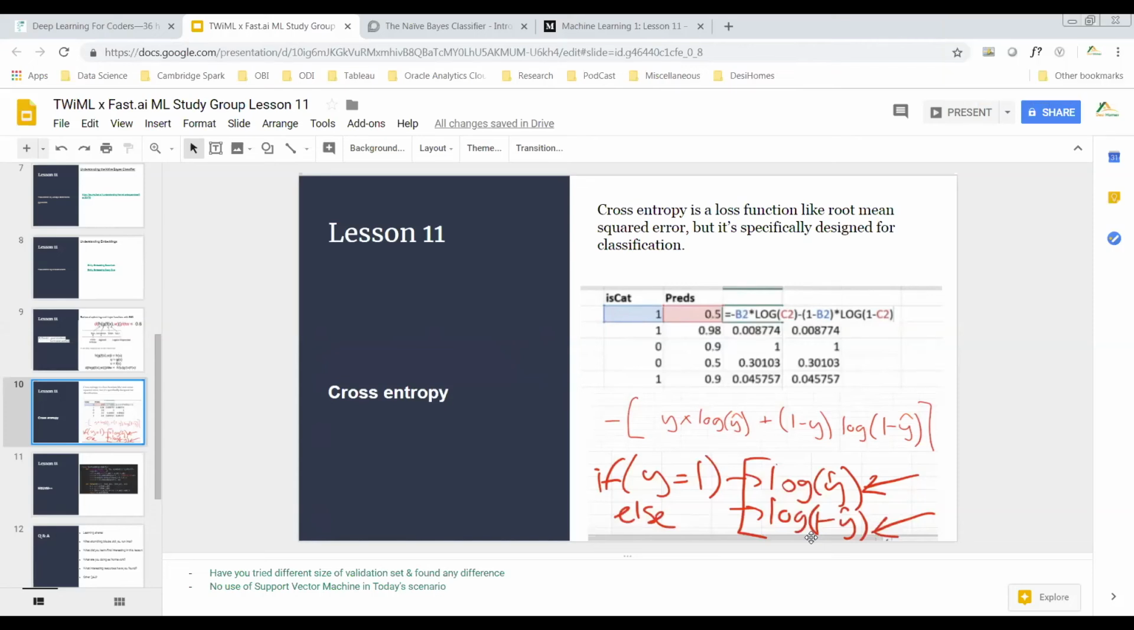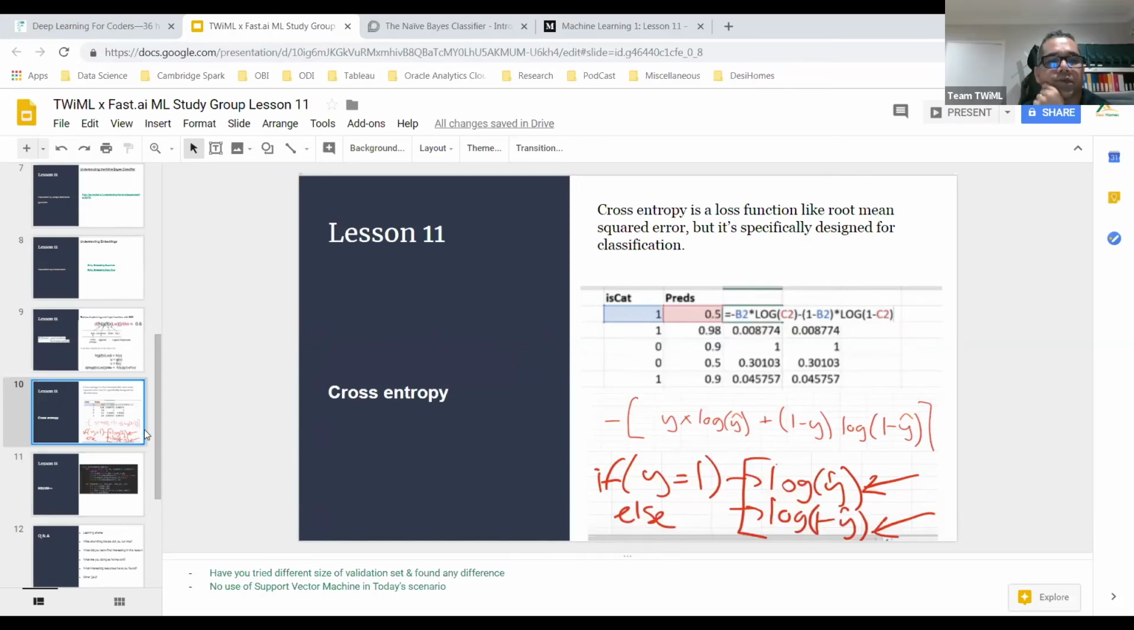Okay, now I see. Yeah, right. So would you say that it's actually closely related to entropy? Yes. Okay. Yeah, thank you very much.